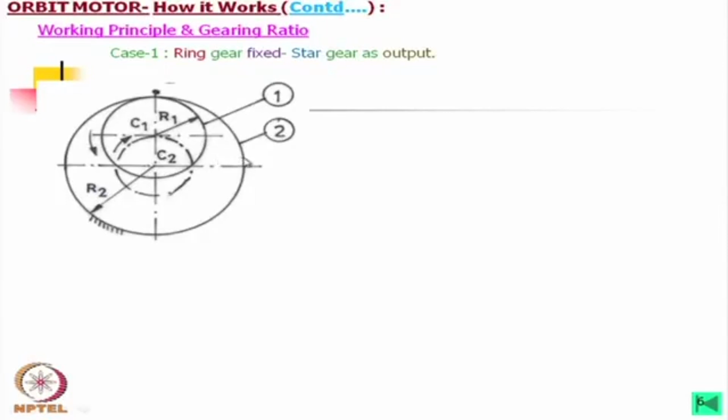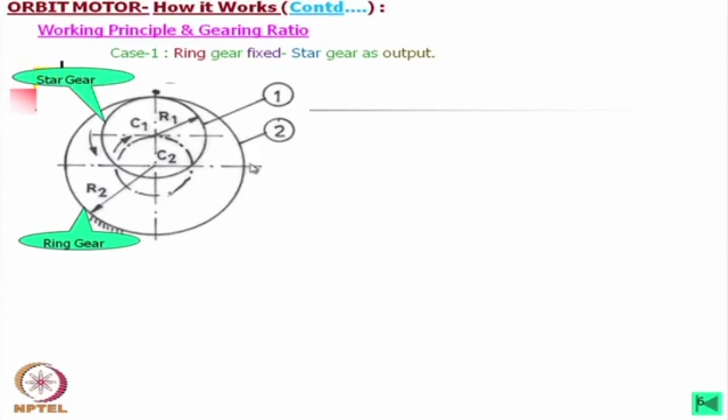One is the hollow one and one is the solid one. If we consider the slip level motion, it will show the same motion as in the case of the orbit motor or harmonic drives. Now, this is the ring gear. In this case, we have taken the outer gear, the ring gear, as fixed, and the inner gear will rotate.